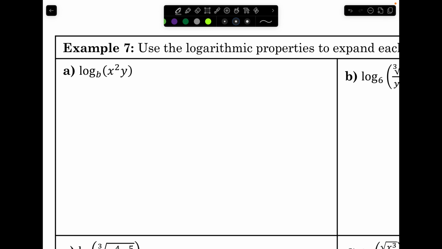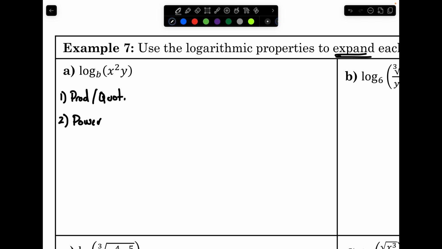So in example 7, we're now going to use the properties that we discussed in the prior lesson along with this one in order to fully expand a logarithm into multiple logs, depending on how many things we're multiplying or dividing here. Now, the order that we use these two properties when we want to expand is to first apply yesterday's property, which is the product or quotient property, and then apply today's property, which is the power property. So we always expand in that order.